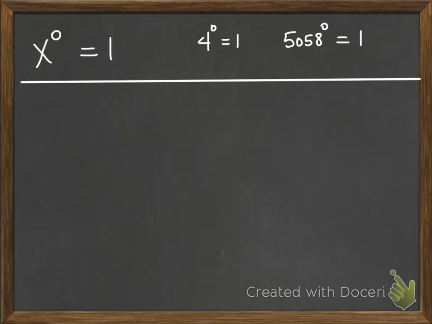Next rule. I think it's called the addition rule. That's what I'm going to call it. Let's say you have a to the n times a to the m. Now this only works if the base is the same. So the base here is our a. So if these are the same, then when you multiply them and they have exponents, the exponents add. So this would be a to the n plus m.